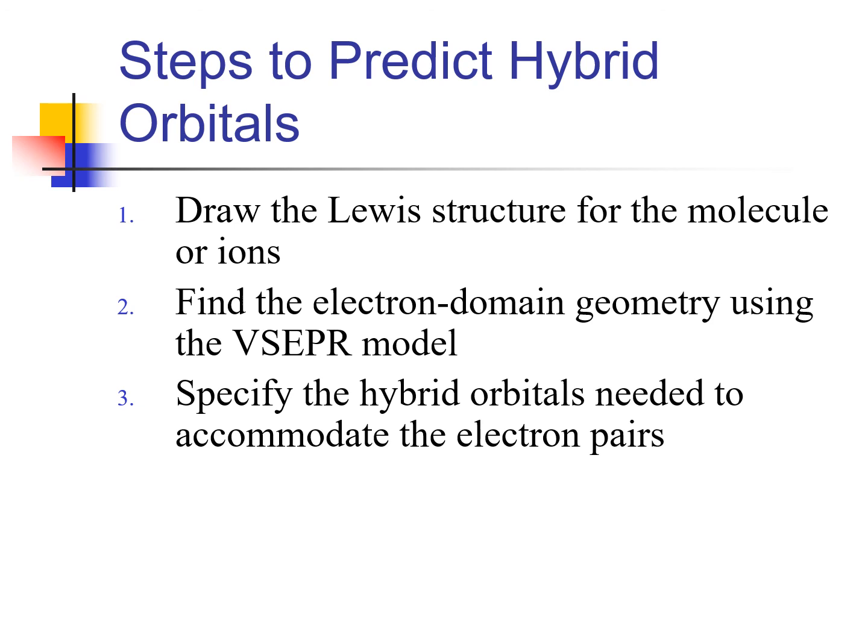So again, if it's linear, 2 electron domains, sp. Trigonal planar, 3 electron domains, sp2. 4 electron domains, tetrahedral, sp3. That's it.